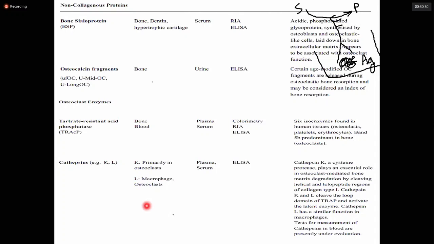And can be sometimes bone specific, like osteocalcin fragments. You can see them in the bone, in the urine or in the blood as markers of bone resorption due to degradation, or bone synthesis, bone formation. The bone CL protein as well. And we can see these enzymes.